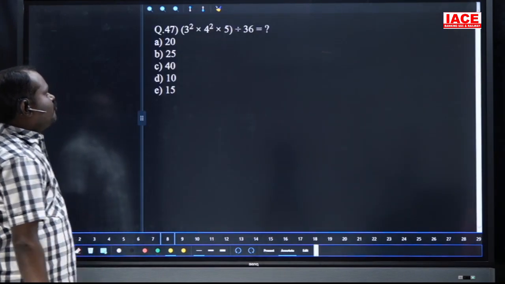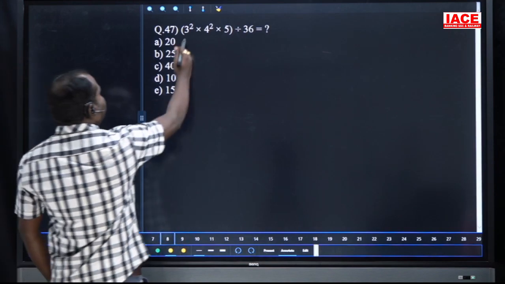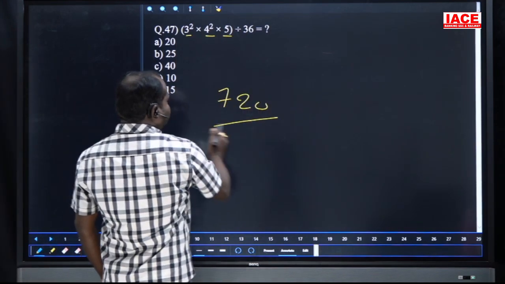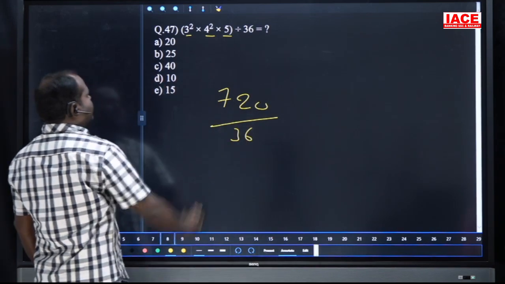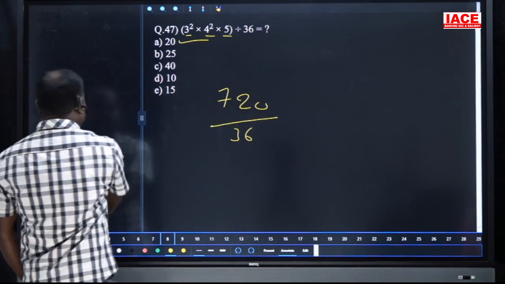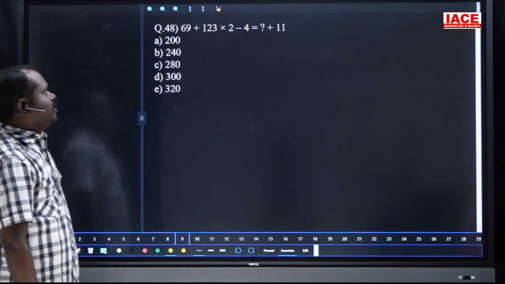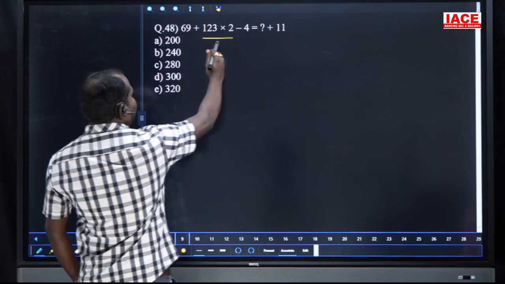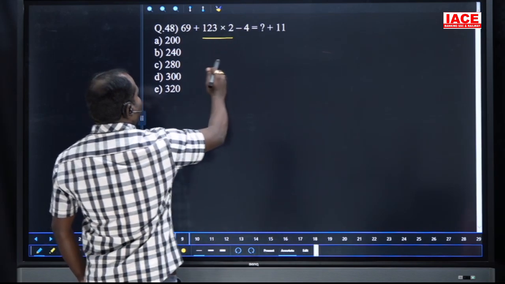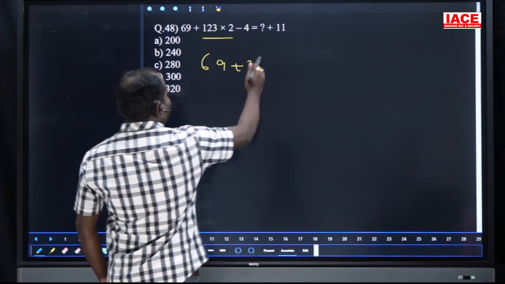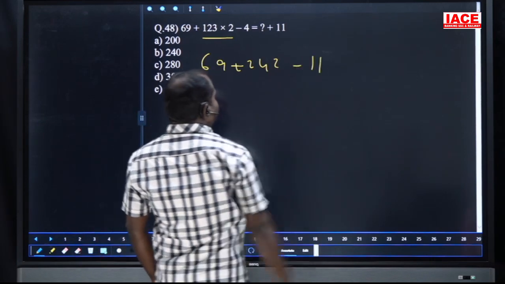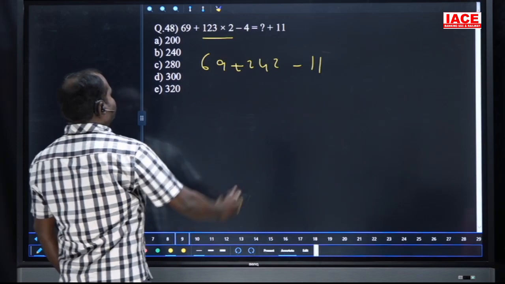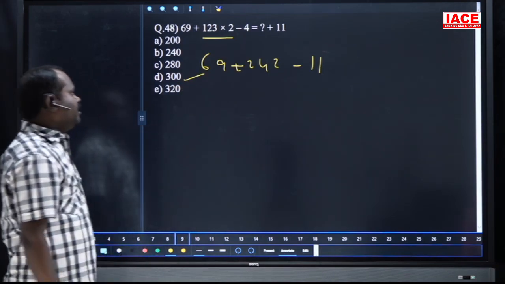Next: 3 square into 4 square, that is 9 into 16. 5 into 80 into 9 is 720, divided by 36 gives 20 times. Next, as per BODMAS, first multiplication: 123 into 2 is 246. 246 minus 4 both is 242. 69 plus 242, minus 69, minus 11 gives 58, 58 into 60, and 300. Option D, 300.